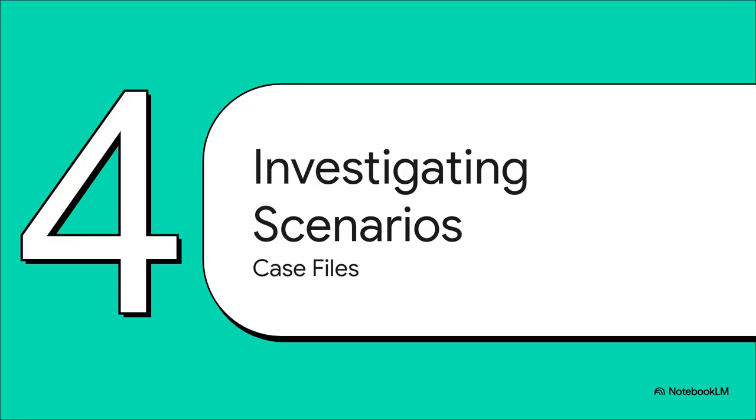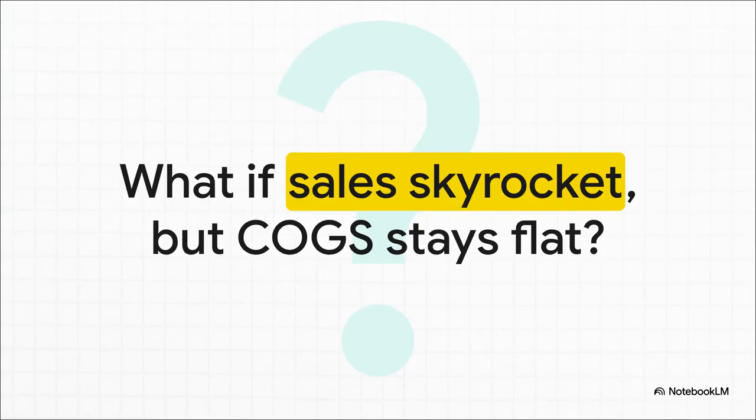Okay, let's put you in the hot seat with Section 4, Investigating Mini Scenarios. Let's open up the case files. Here's your first rapid-fire scenario. Think about what it means if a company claims to be selling double the product, but their expenses for buying that product haven't moved an inch. As we just discussed, this totally breaks our fundamental if this, then that rule.